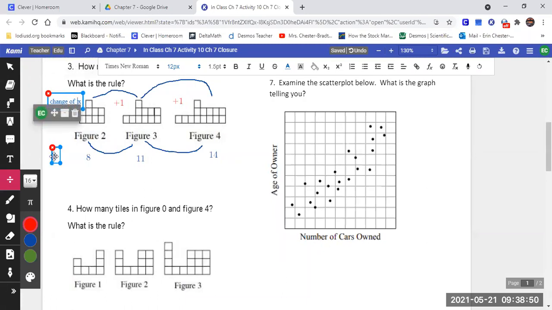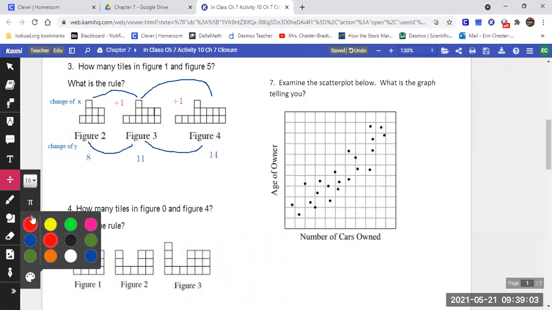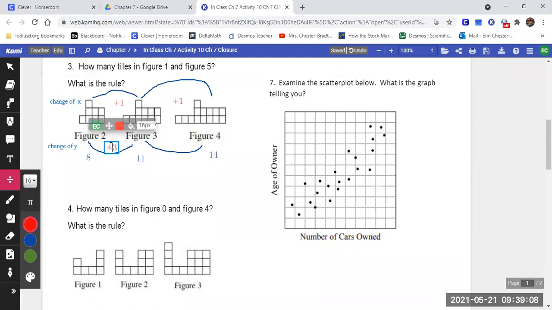Adding three. Okay. So how about from figure three to four? How many tiles got added to go from figure three to figure four? Because we're talking about our change of Y now, our tiles. Okay. So we've got our details so that we could figure stuff out.